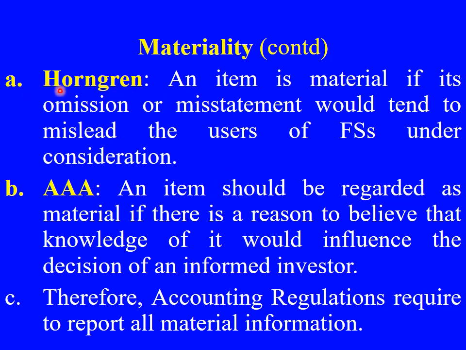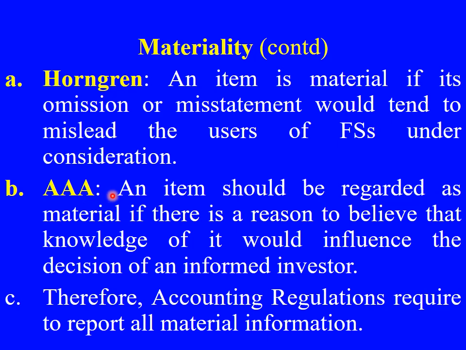Horngren and the AAA committee, they have defined what materiality means. An item is material if its omission or misstatement would tend to mislead the users of financial statements under consideration. So Horngren defines what is materiality. Materiality is defined by its importance. If an item of the financial statement has not been reported, and that item may possibly mislead the users, because that information is very important information required by the users, but you have not stated such information, we call it material.